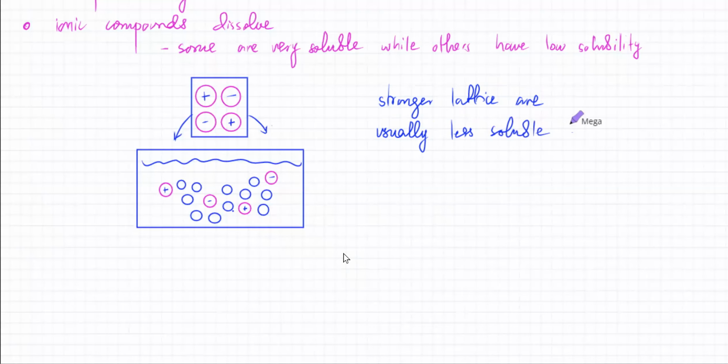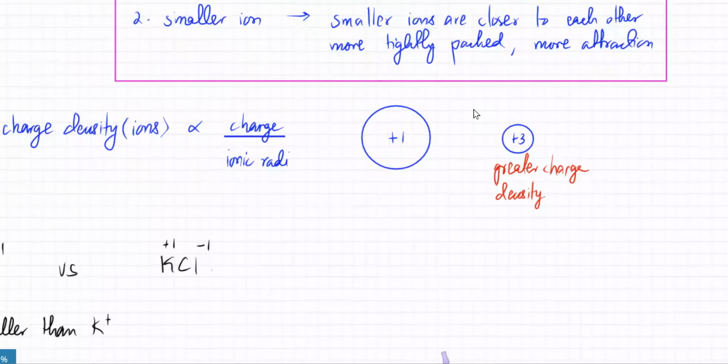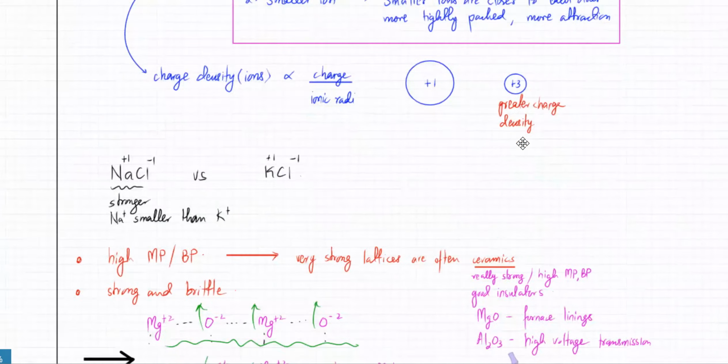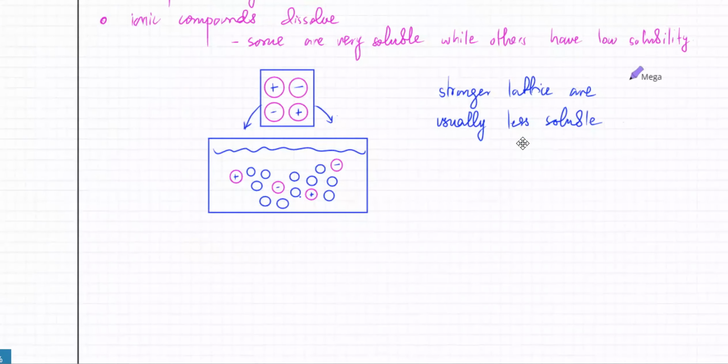Sir, is there a link with charge density? How? See, the strength of lattice is dependent on what? Charge density, right? The smaller the ion, well, it all depends on charge density. The smaller the ion and the greater the charge on it, the stronger would be the lattice that would be formed. Is that clear? Yes, sir. So that is all about solubility. So this is all about ionic compounds.